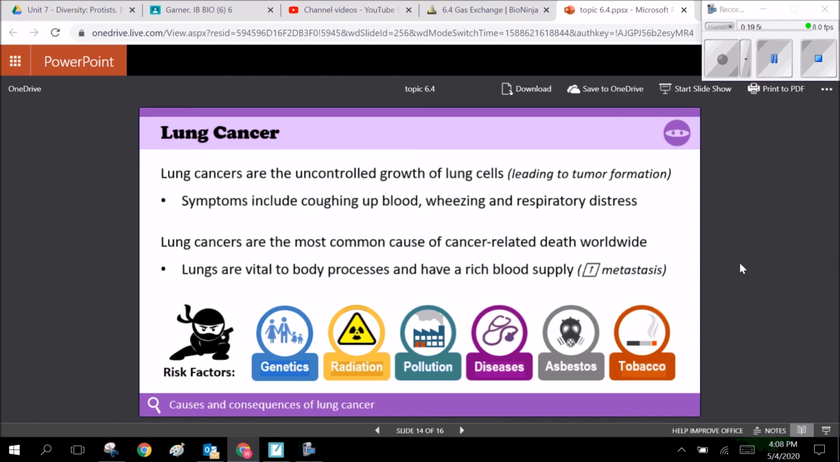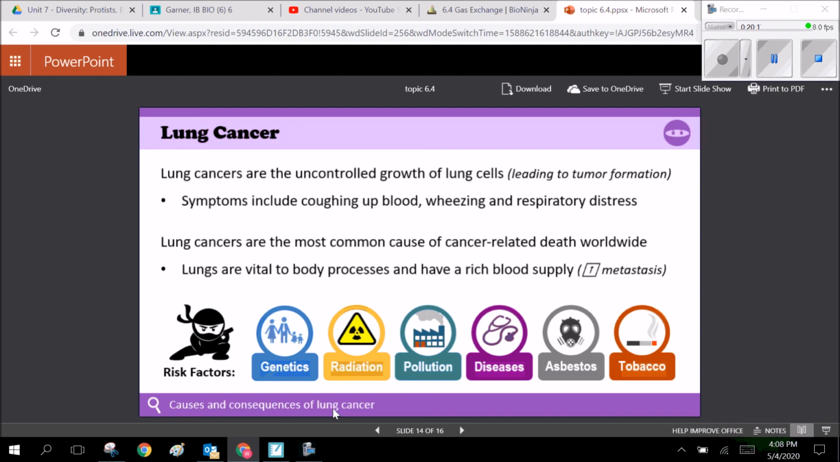It's the most common cause of cancer-related death, probably because your lungs are just really easy to damage, more so than a lot of tissues in your body. And of course, when they're damaged, it's very, very hard to repair, and you end up obviously screwing up your whole body, because without oxygen, how are you going to power your mitochondria? How are you going to live? So lung cancer is a huge thing.